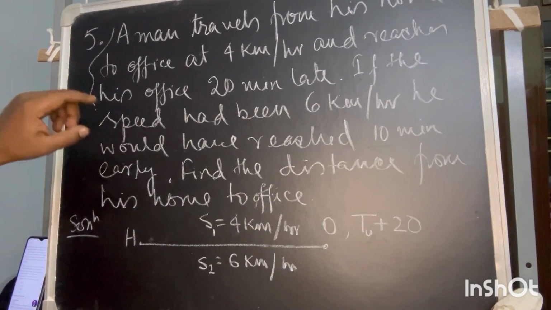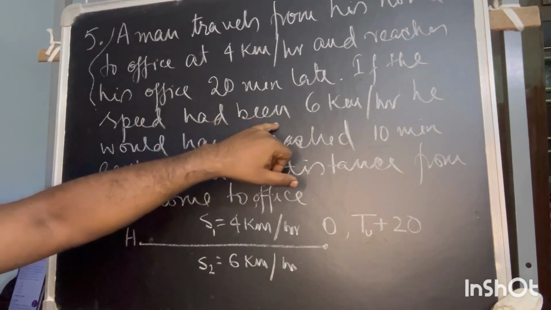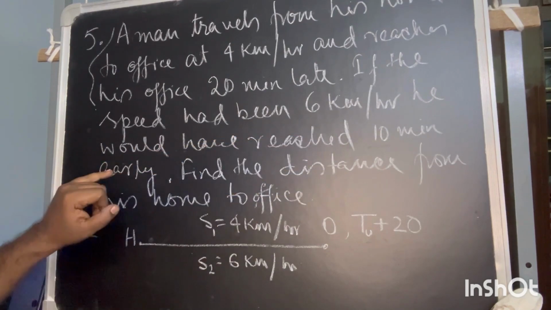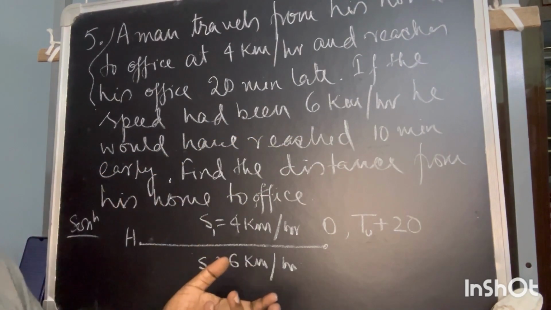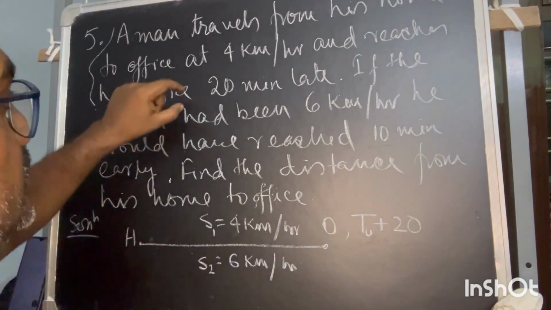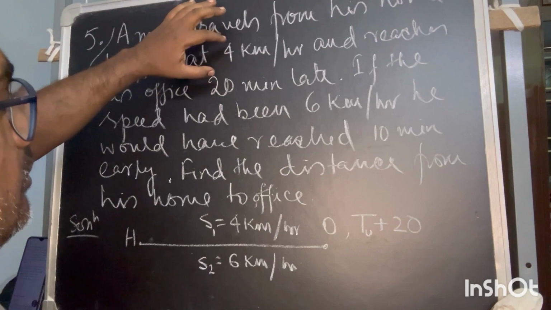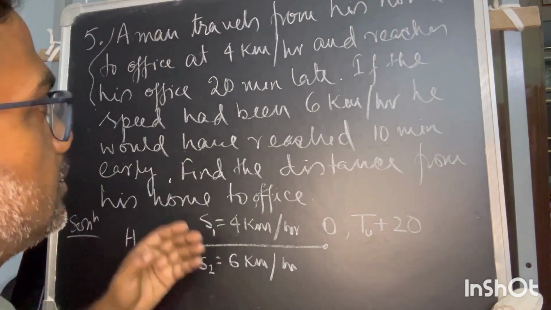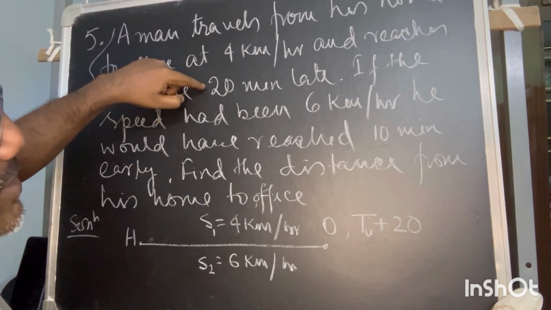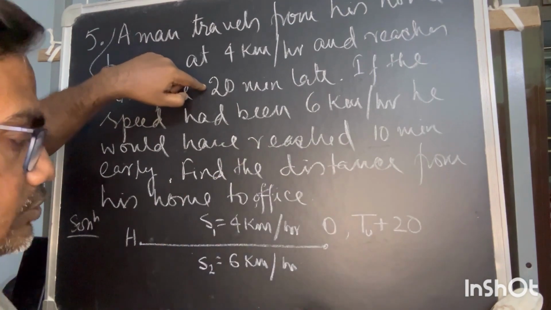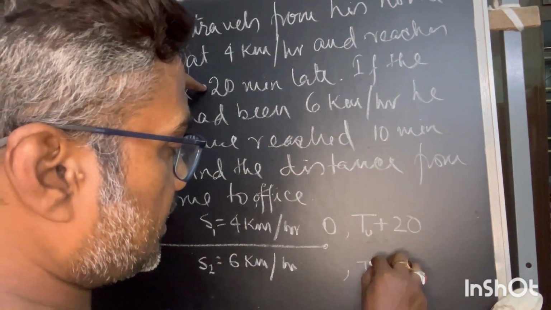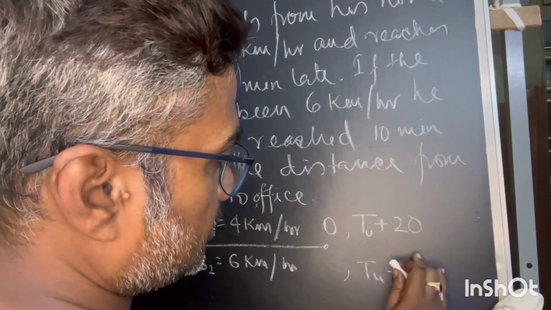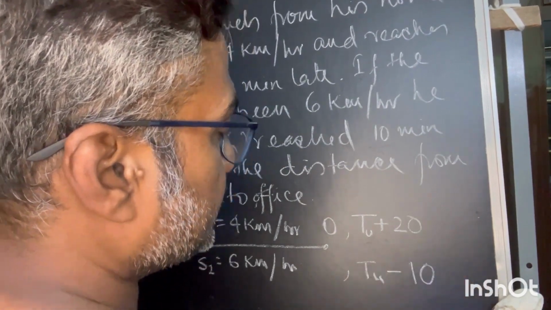Here is the twist. You have to understand. If the speed had been 6 kilometer per hour, he would have reached 10 minutes early. That means early to what time? You should not be confused with this time, because your reference point is the usual time with some speed that is not mentioned. With that reference time, this is taken as late or early. So in this case also we can say that time has to be usual time minus, because he is reaching 10 minutes early, TU minus 10.